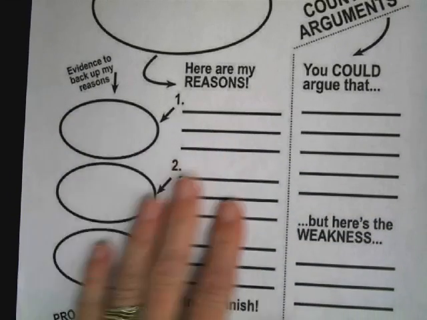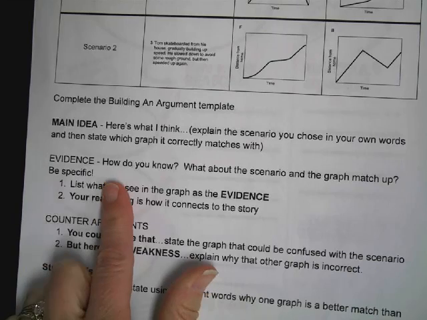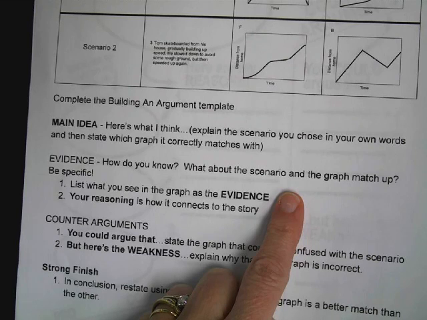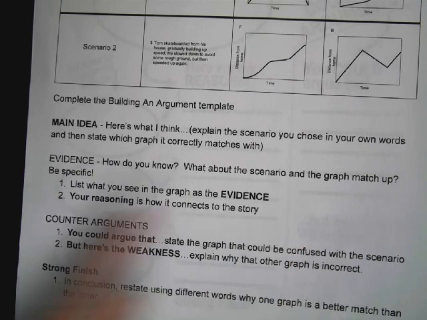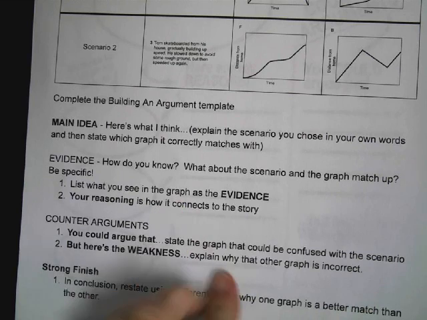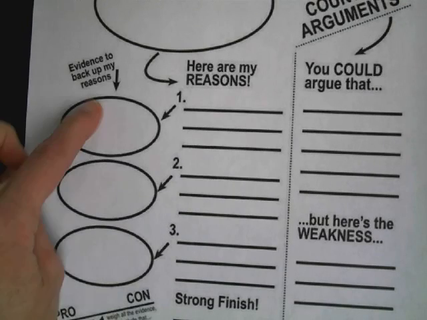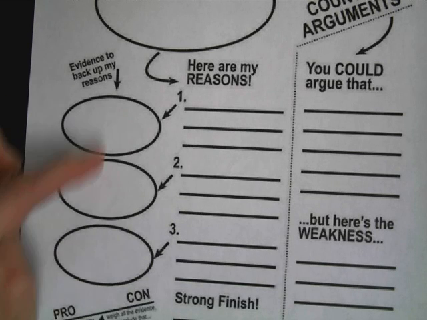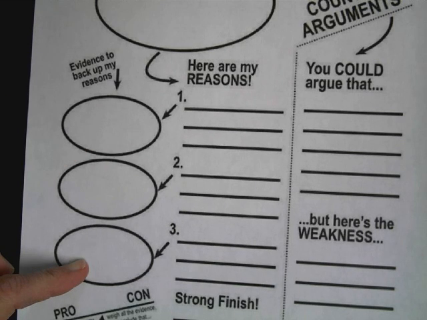Now let's look at this portion right here. How do you know? This is the evidence piece. What about the scenario and the graph match up? And you need to be as specific as possible. So first of all, you're going to list what you see in the graph as the evidence. So in these circles, what you see in the graph, for how you know it matches with the story, you need to describe what's happening in the graph.